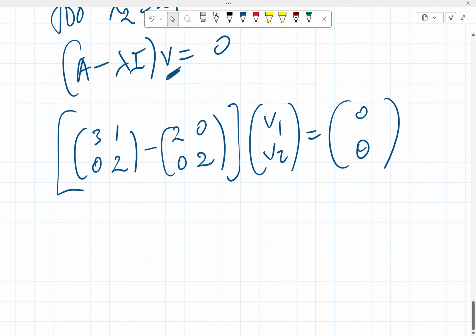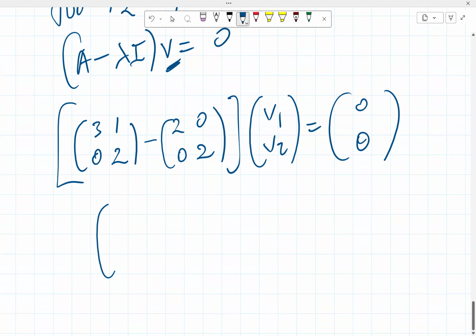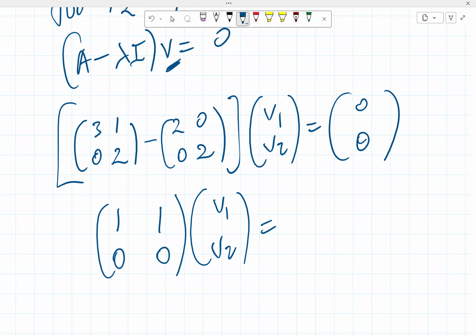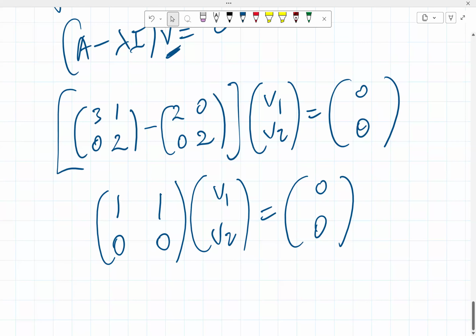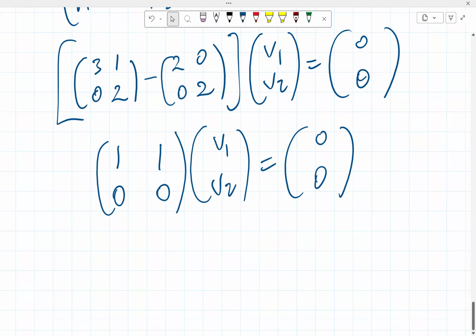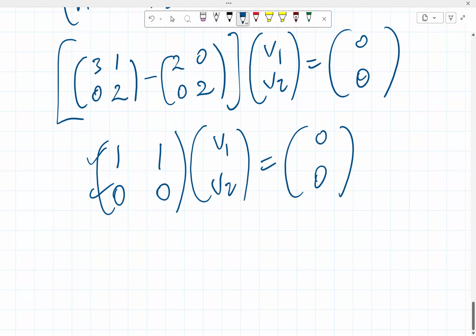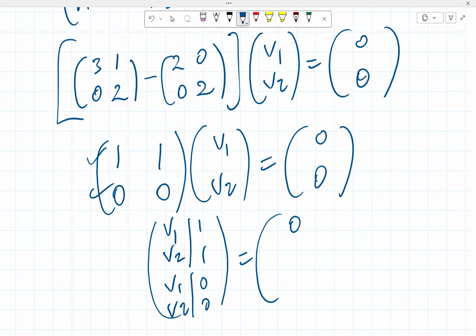So what do we do? 3 minus 2 is 1. 1 minus 0 is 1. 0 minus 0 is 0. 2 minus 2 is 0, into (V1, V2), and this is equal to (0, 0). In this case, we want to expand this. So 2 rows means we have V2 twice. So V1, V2, V1, V2, and then you put 1, 1 over it, this 1, 1 up here, then 0, 0 down here. All of that is equal to 0, 0.